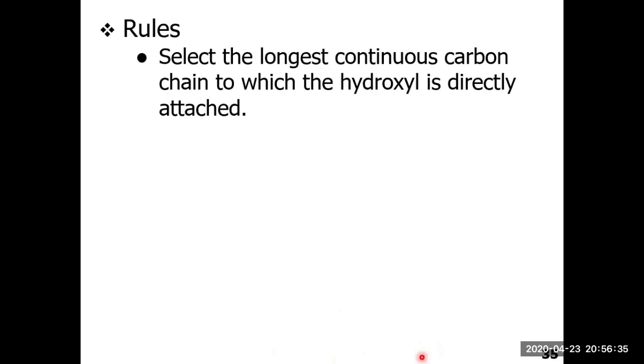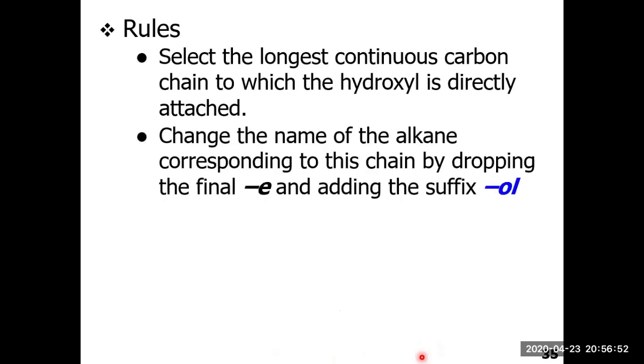Now, how do we give names for these? Here are the rules. We'll look at them one by one. First, we select the longest continuous carbon chain to which the hydroxyl group is directly attached. Make sure that when you choose the parent chain, it actually contains the OH group, or the hydroxyl group. Second, the alkane name or ending is changed: we drop the E and add the suffix OL, so it becomes an alcohol.